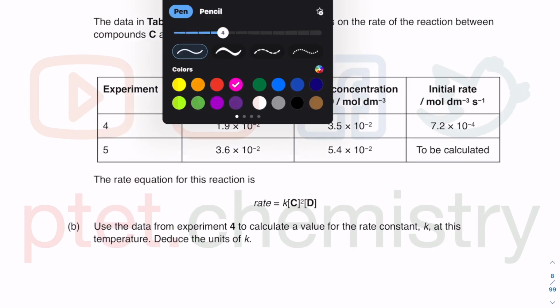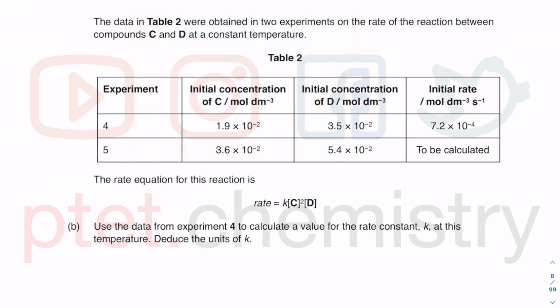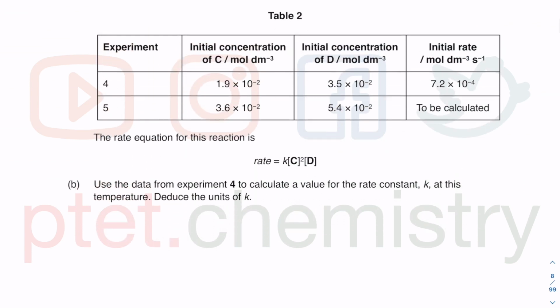Now we have this table 2 result, and this is 2 experiments, and this is at a constant temperature. This is between C and D. We have this rate equation which is shown here. So this is second order with respect to the concentration of C. And then this is first order because they don't show you any number there. Doesn't mean it's to the power 0.